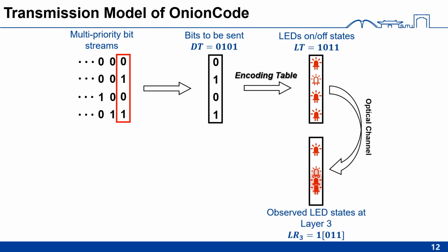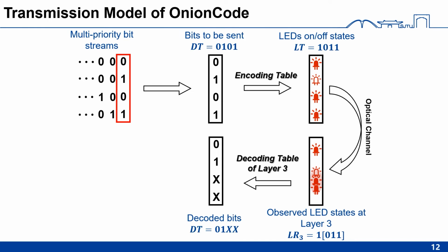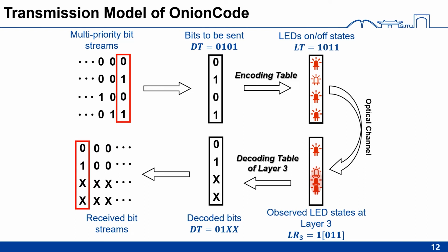Assuming that a layer 3 receiver observes the LED state as LR3, the brackets indicate that the corresponding LEDs have been mixed, that is, the receiver can observe one independent on LED, as well as a mixed LED mixed by 3 LEDs and 2 of them are lit. Finally, the decoding table of layer 3 decodes LR3, keeping the high priority bits and discarding the low priority bits, where the bits indicated by X are discarded. The encoding and decoding tables are the core design of ONIONCODE.